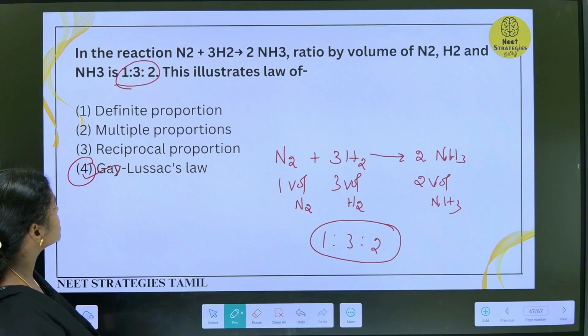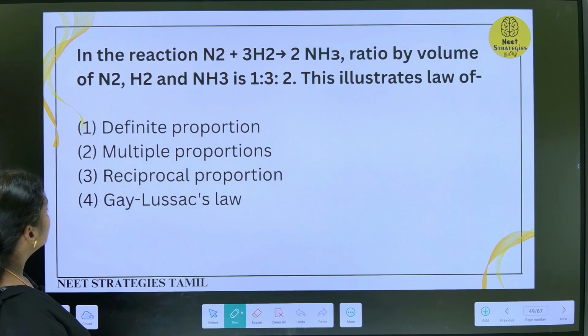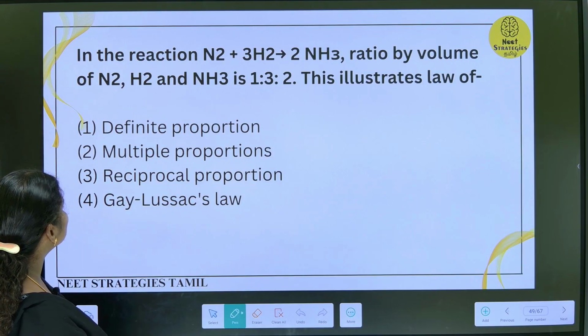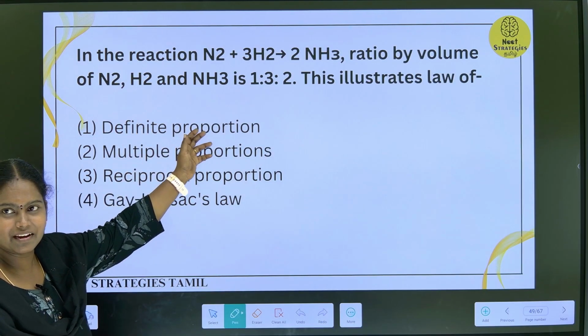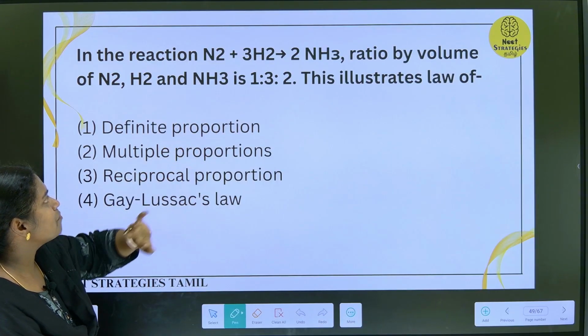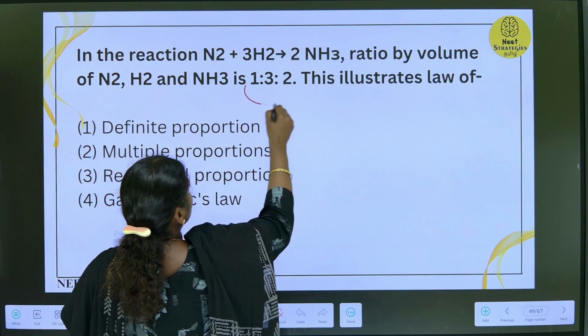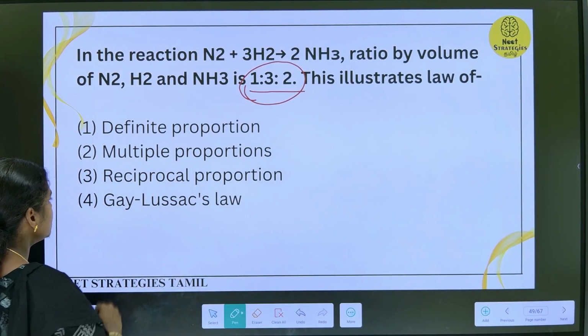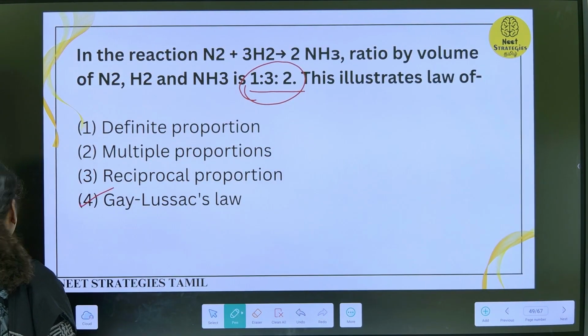Yes, come to the next one. In the reaction, this is also Gay-Lussac's law. The same question will be repeated. Nitrogen and hydrogen combine to form ammonia in a 1:3:2 ratio. That is the simplest whole number ratio, and it belongs to Gay-Lussac's law. Right, next one.